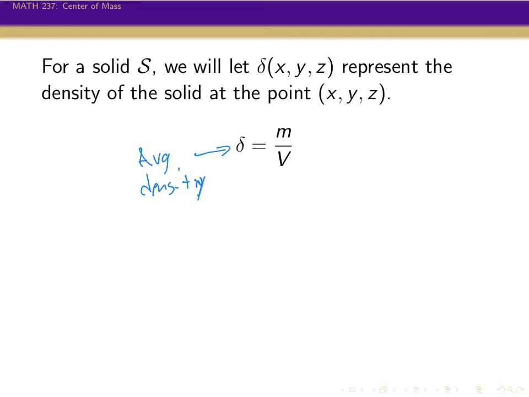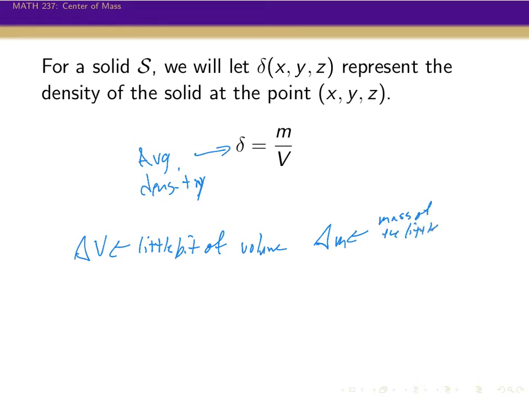Okay. So for our purposes, we're going to imagine inside of S, focusing in just on little bits of volume, and assuming that on that little bit of volume, the density is essentially the same. So we're going to think about delta V. This is going to be the little bit of volume. And delta M is going to be the little bit of mass of that volume. So this is the mass of the little bit of volume.